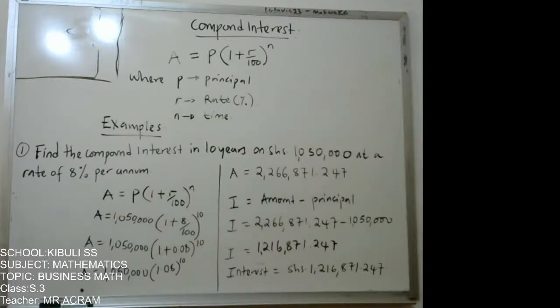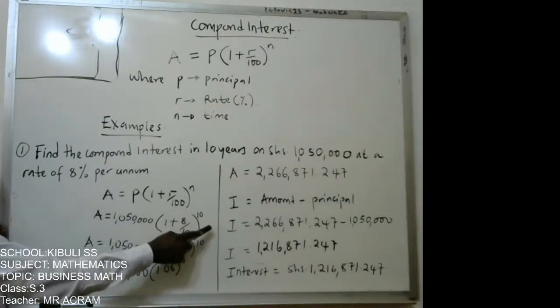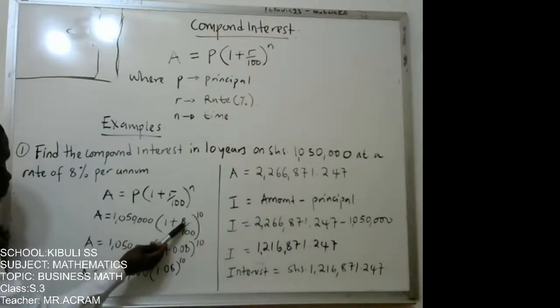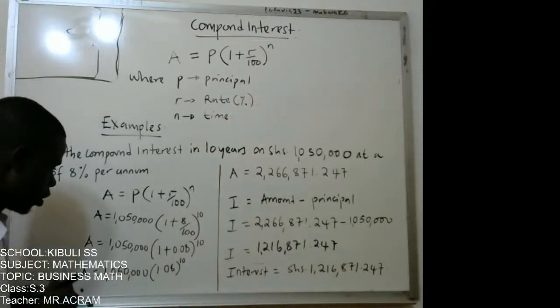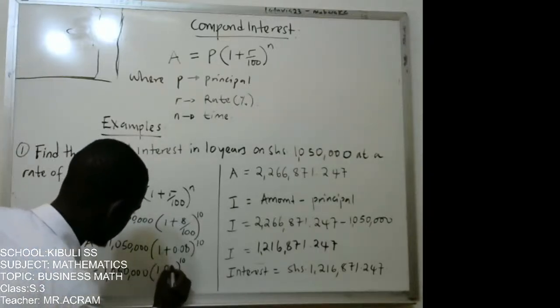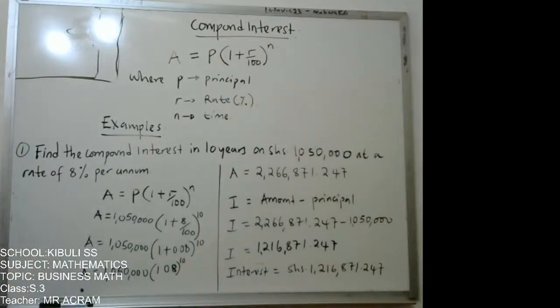The only problem comes in if you deal with this power. Many of you don't know how to deal with this power, and I know we still have a challenge here. But what I've told you: first deal with this fraction. Let it be a decimal. Then add this to this, remain with 1.08. Some of you may not see my 8 very well. 1.08 power 10.